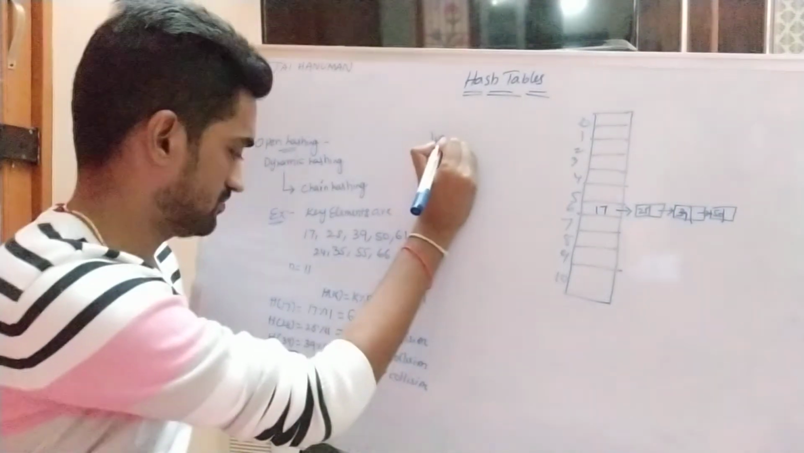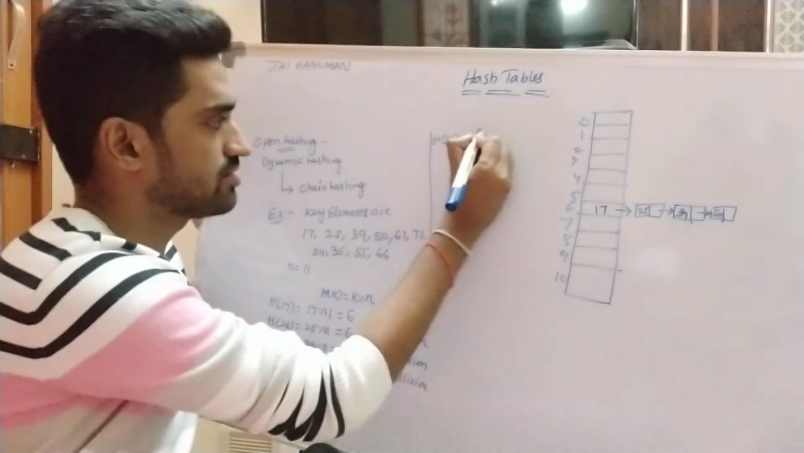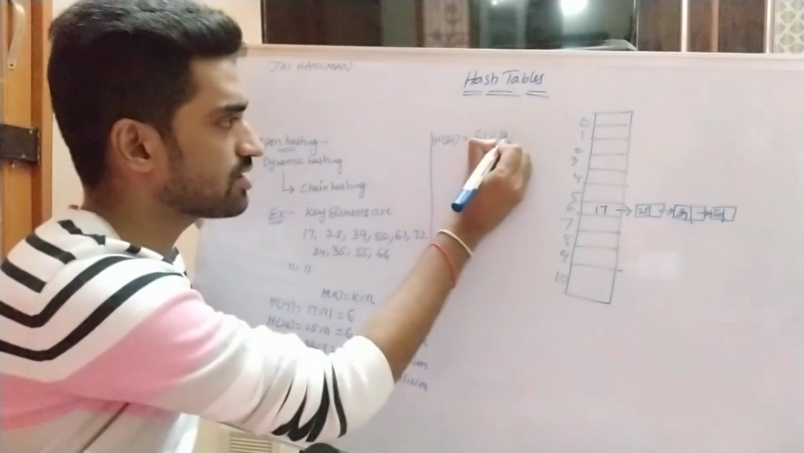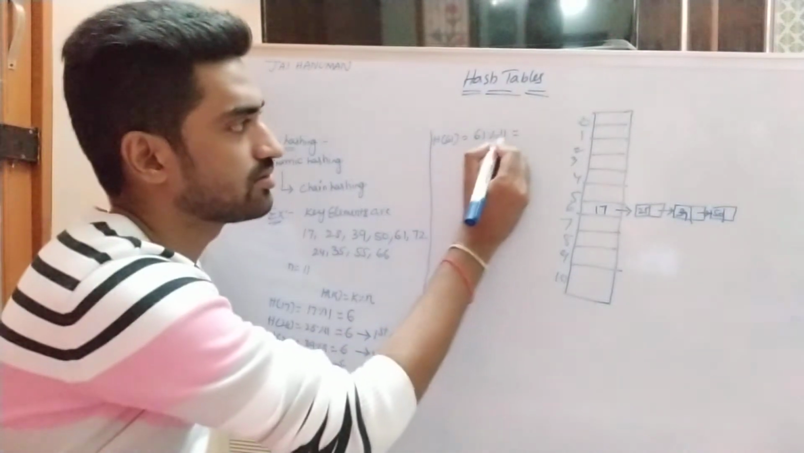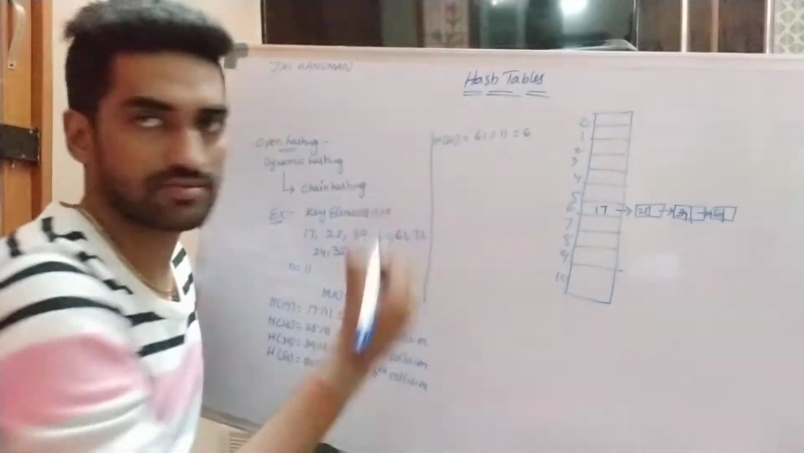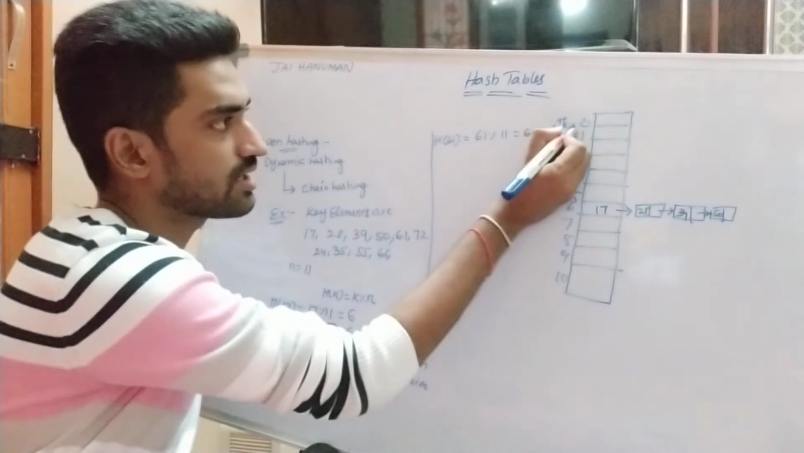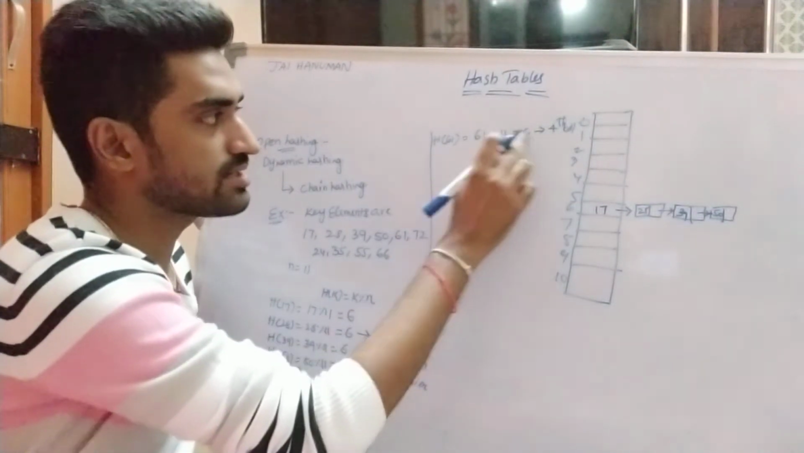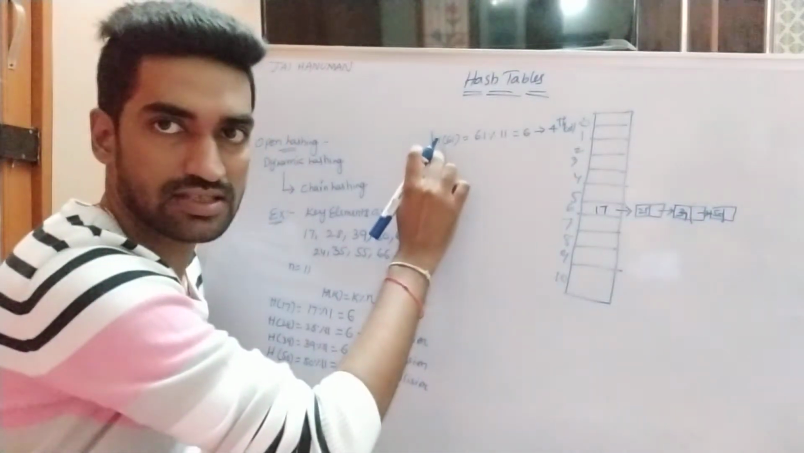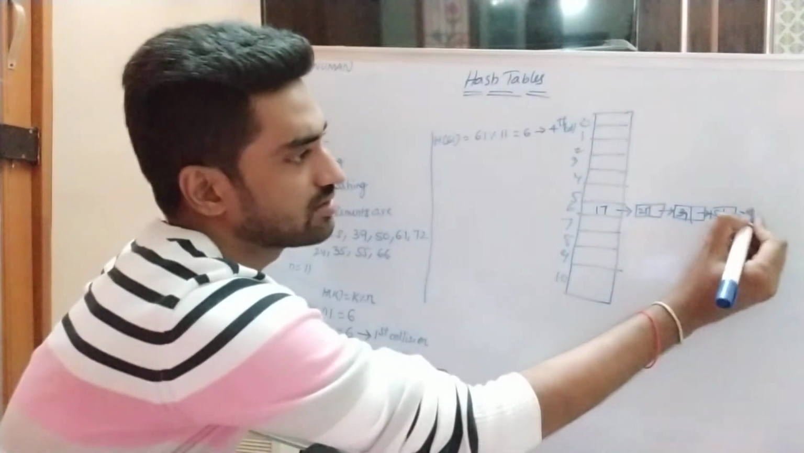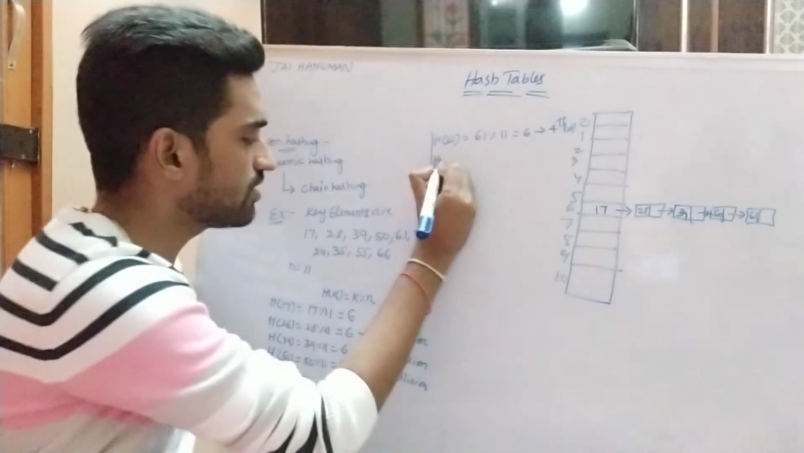So what is the next inserted key value? H of 61. 61 modulo division of 11. So 11 fives are 55, remainder 6. Collision has occurred. So that is the fourth collision. So that's why here at 6th position I am creating one more node. At that node I am placing the 61 key value, right?